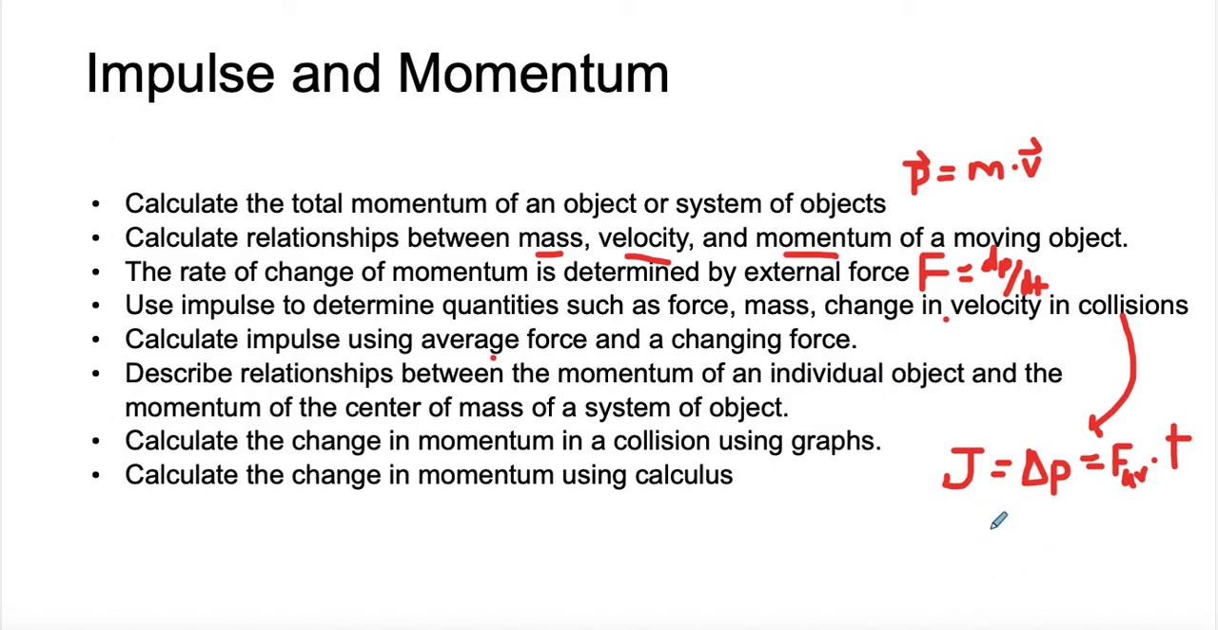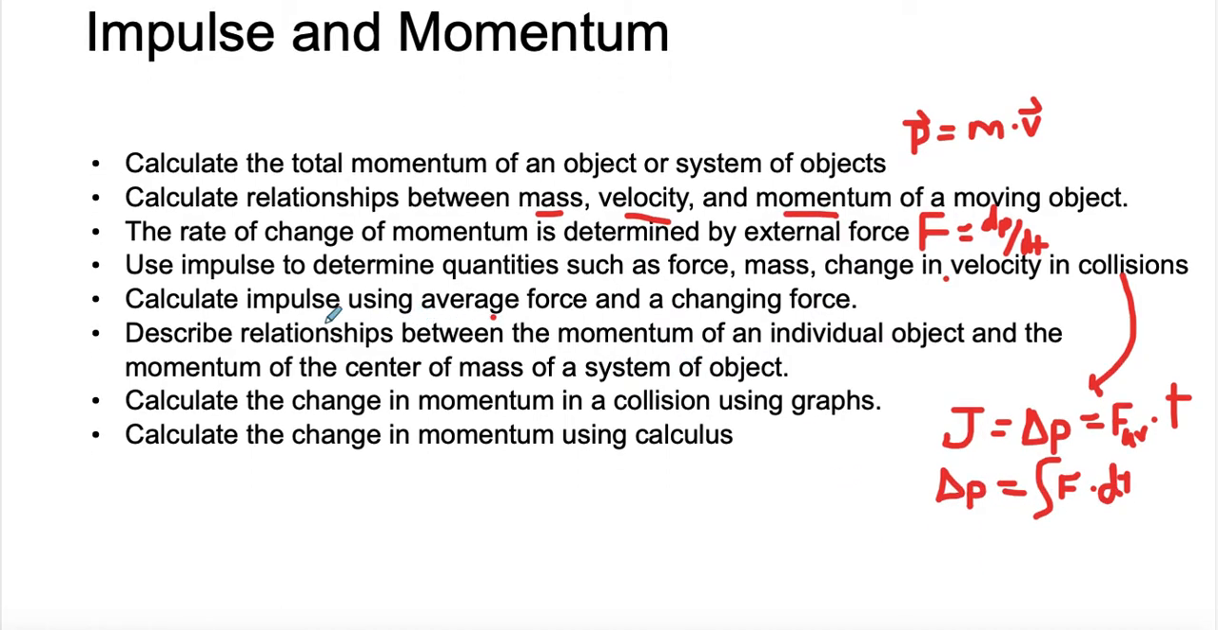And then you also calculate impulse using a changing force. If it's a changing force, your impulse is also going to equal the integral of our force as a function of time times dt. And so you have these formulas for impulse that are very useful to determining things. This is going to equal our impulse, which is always the change in momentum. So how the momentum changes is reflected in that.